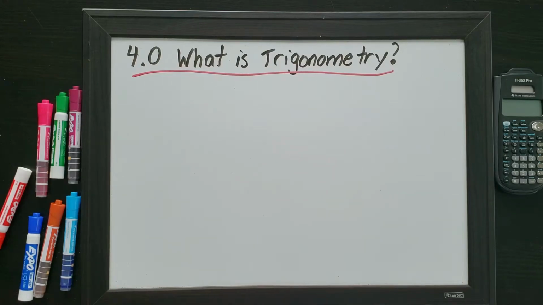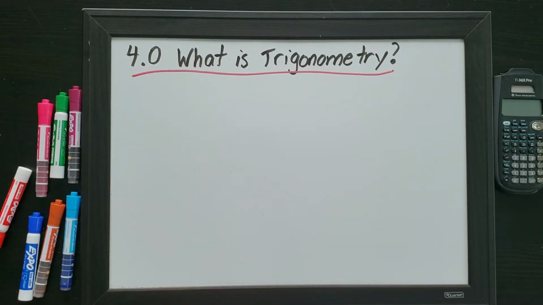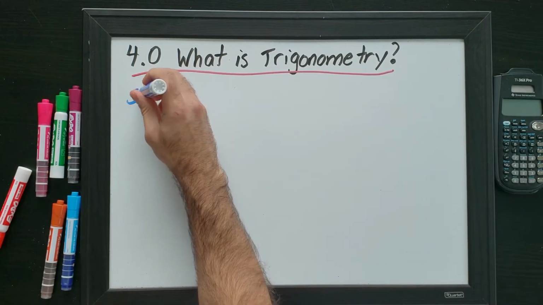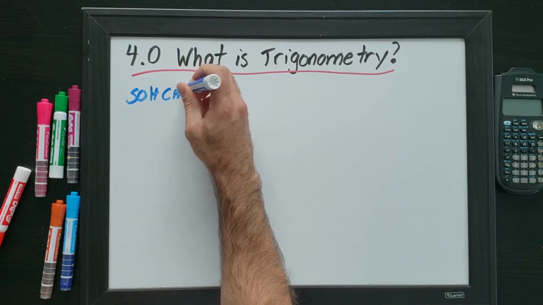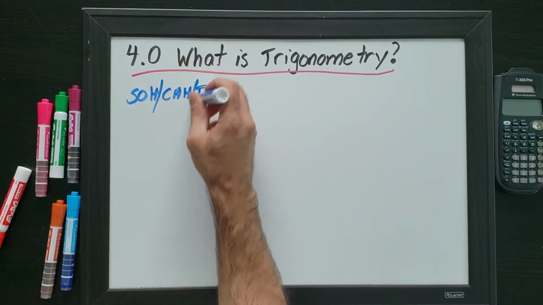Okay, in this video we're going to learn what exactly trigonometry is with some review from grade 10 last year. So just some review pointers is going to be SOH CAH TOA. SOH CAH TOA is an acronym to remember the three primary trig ratios.